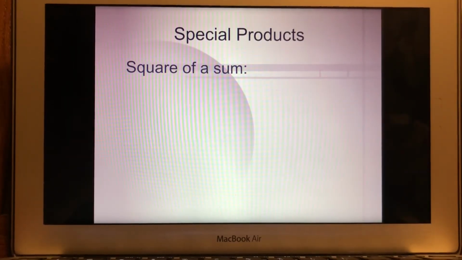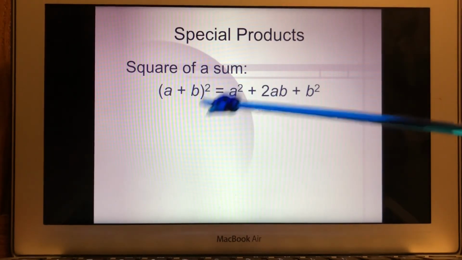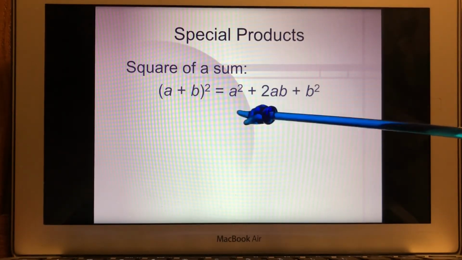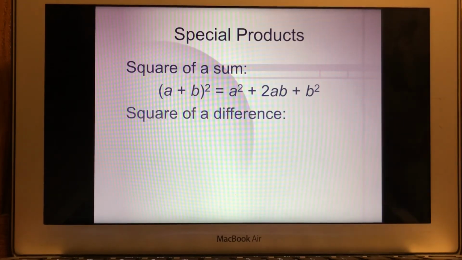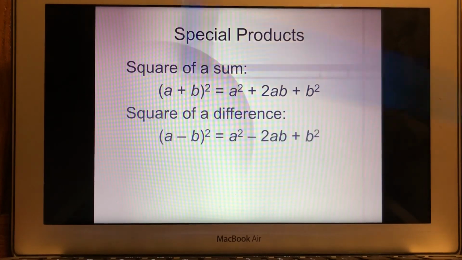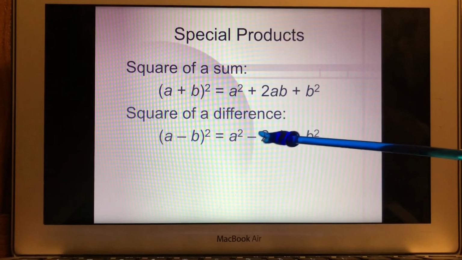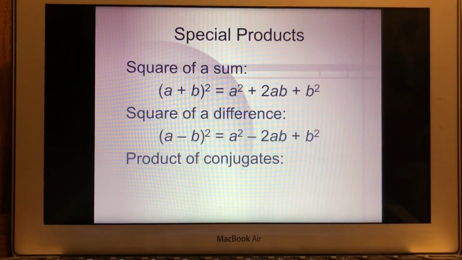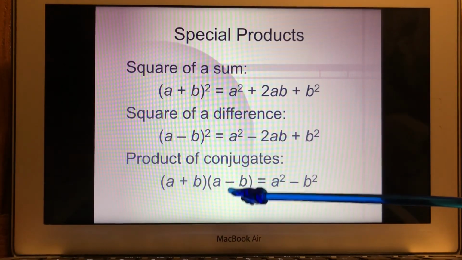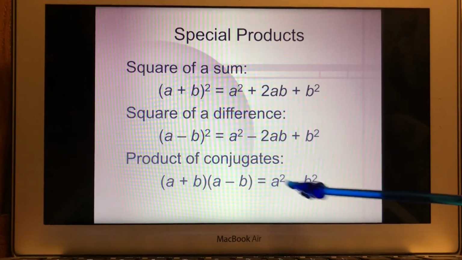Okay, the square of a sum. So if I have a plus b squared, it equals a squared plus 2ab plus b squared. Square of a difference, a minus b squared, is going to be a squared minus 2ab plus b squared. The product of conjugates, a plus b times a minus b, is just the difference of the two squares, a squared minus b squared.